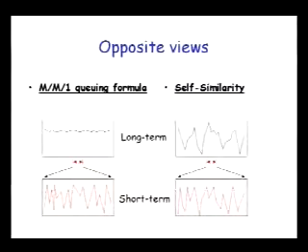The same as I just told before, but now in a simple picture. On the left, the MM1 queuing formula. On the short term, it's bursty, obviously, because the per session or sessions have influence on the level of traffic. But if you look at the long term, it flattens out. On the other side, the self-similarity. Whatever scale you look at, traffic remains bursty.